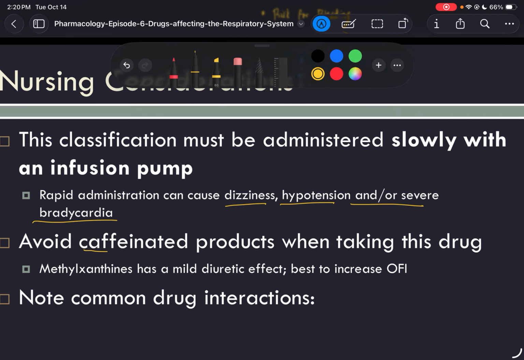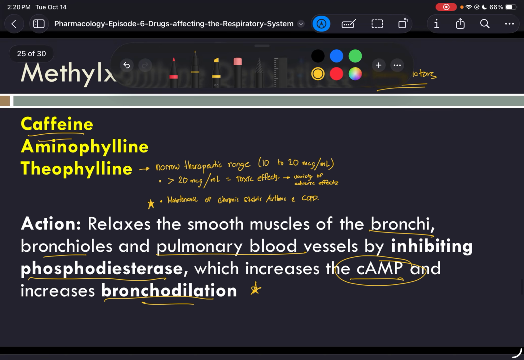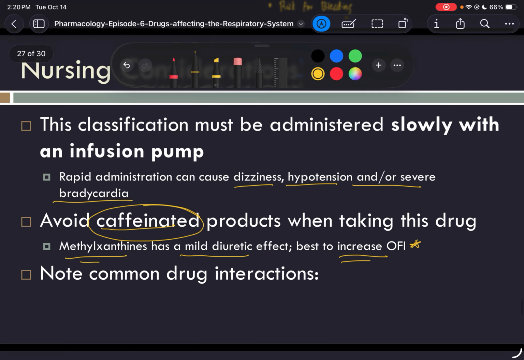Avoid caffeinated products when taking this drug because methylxanthines have a mild diuretic effect. The tendency among caffeinated products like coffee or energy drinks is they tend to increase your diuresis, and you don't want to keep on increasing your diuresis by taking caffeine with methylxanthines. So, it is best to increase the oral fluid intake. Keep on drinking water. And since caffeine is also a methylxanthine, you don't want to double down on a specific type of drug.